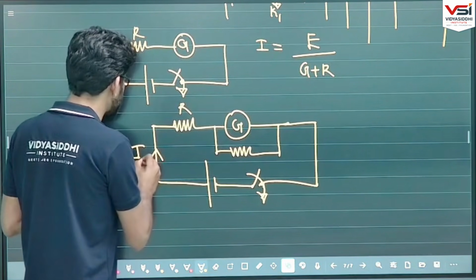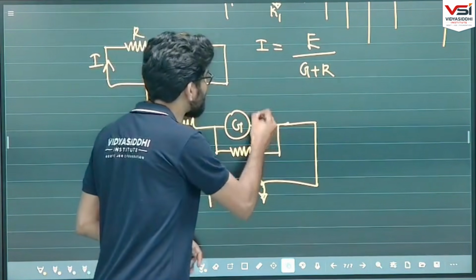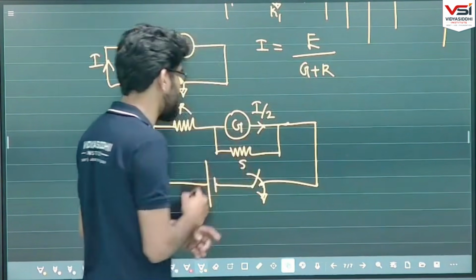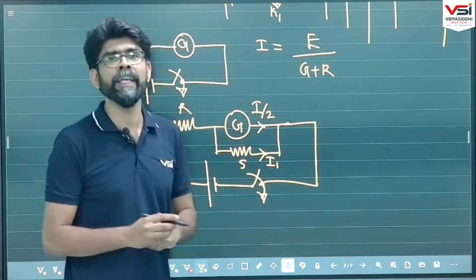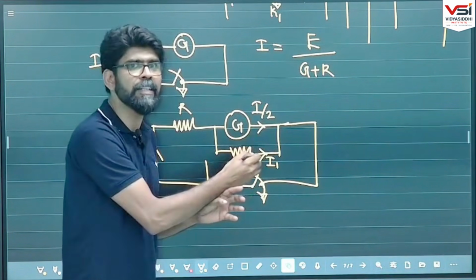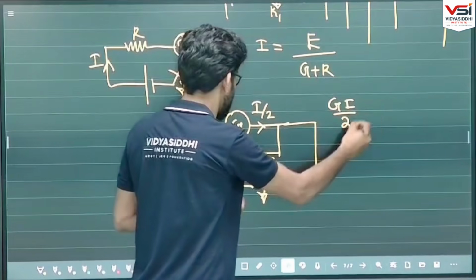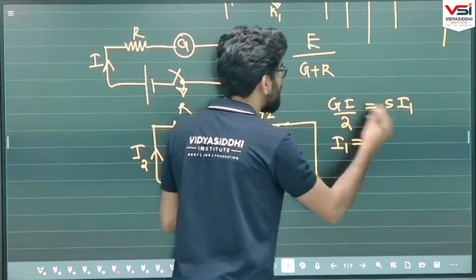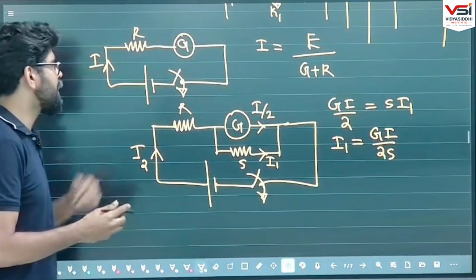So let us take the current passing through the setup as I2, and the current passing through the galvanometer will definitely be I by 2, and this is the shunt resistance connected. Now let the current passing through the shunt be I1. Then what should I1 be? This is a parallel combination, so you can apply KVL in this loop and easily find out, right? So G into I by 2 is equal to S into I1. So the value of I1 is GI divided by 2S, right? This is I1.